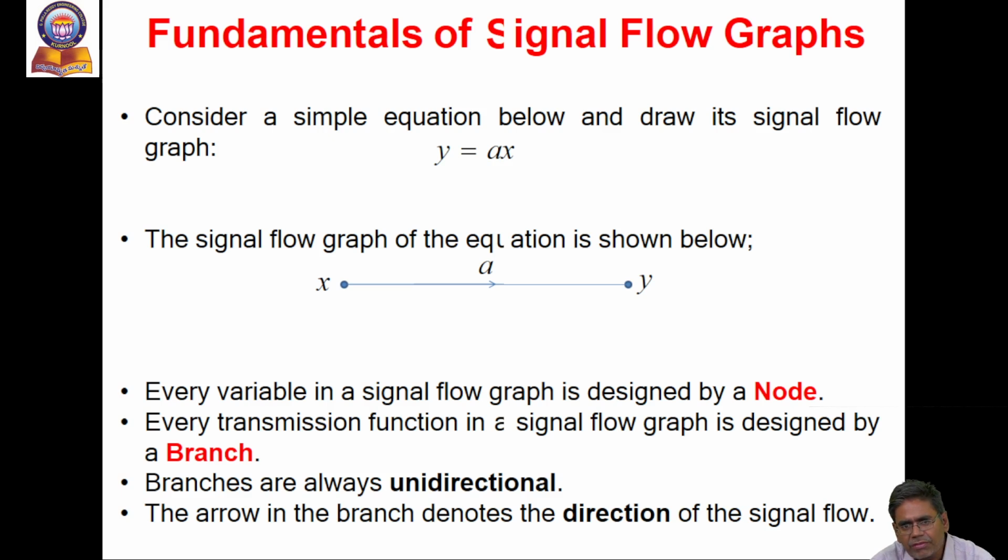Consider the simple equation y is equal to ax, represented as a signal flow graph where x is the input and a into x is equal to y. Every variable in a signal flow graph is designated as a node. Every transfer function in a signal flow graph is designated as a branch. A branch is always unidirectional. The arrow of the branch denotes the direction of the flow of the signal.